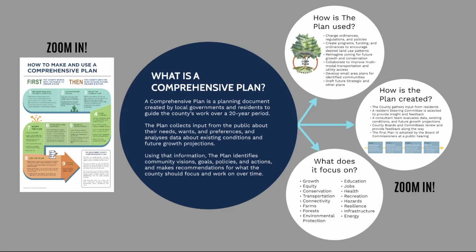How is the plan created? First, the county gathers the information input from the public. A resident steering committee is selected to provide feedback. A consult team evaluates data, existing conditions, and growth projects. County board and committees provide their feedback along the way. The final plan is adopted by the Board of Commissioners.